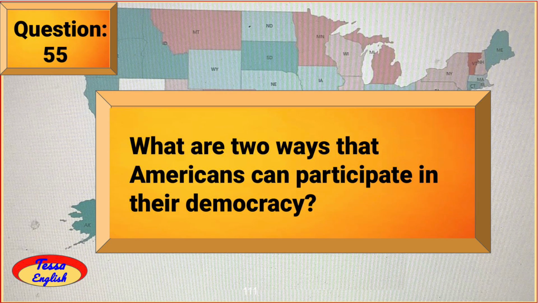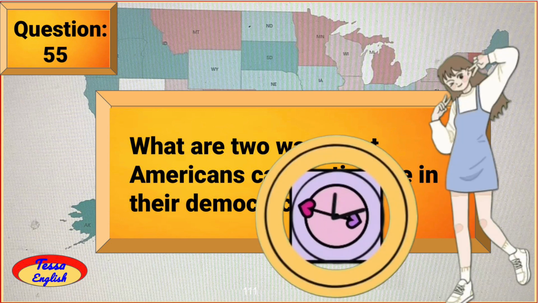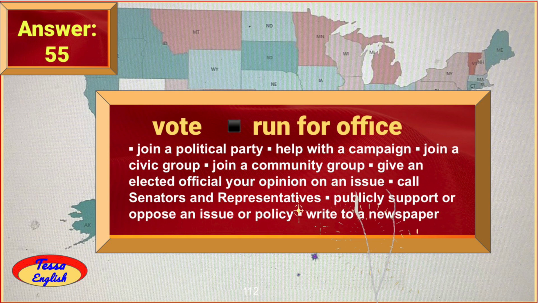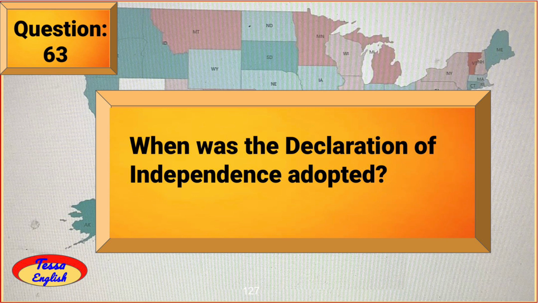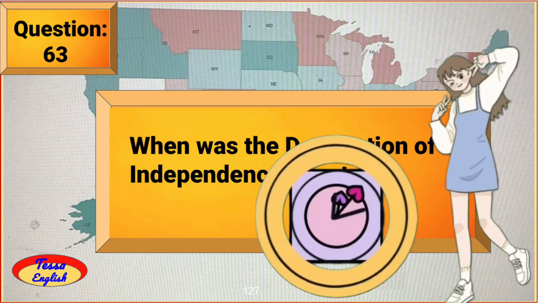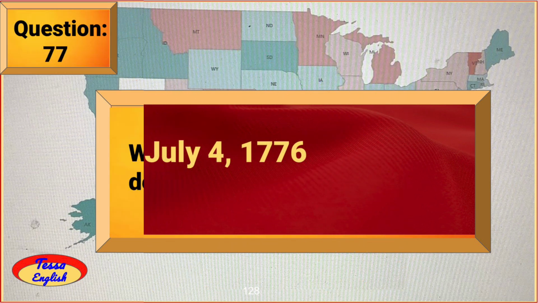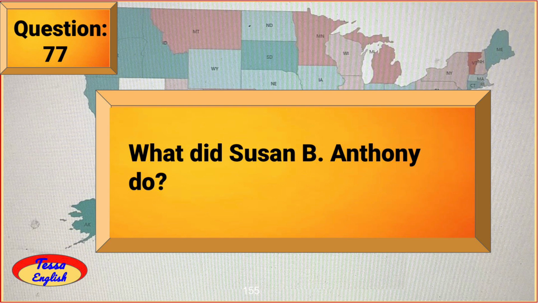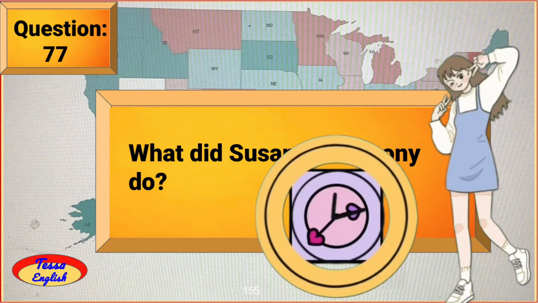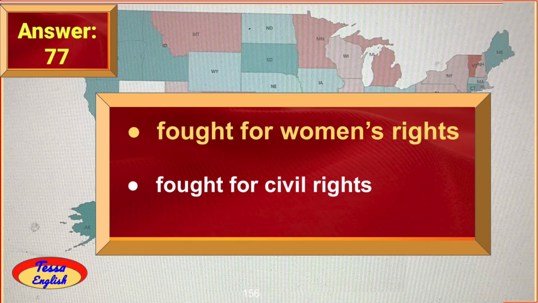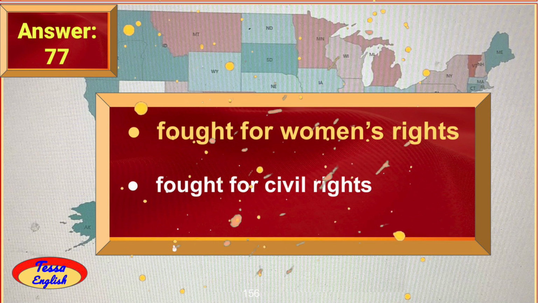What are two ways that Americans can participate in their democracy? Vote, run for office. When was the Declaration of Independence adopted? July 4th, 1776. What does Susan B. Anthony do? Fought for women's rights.